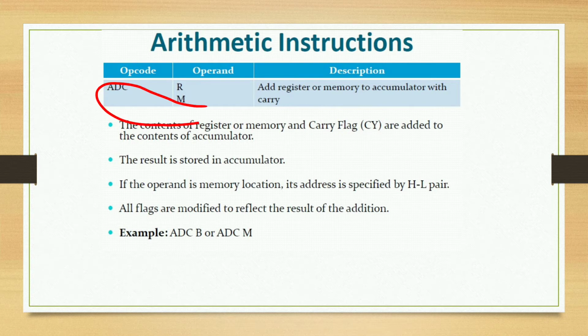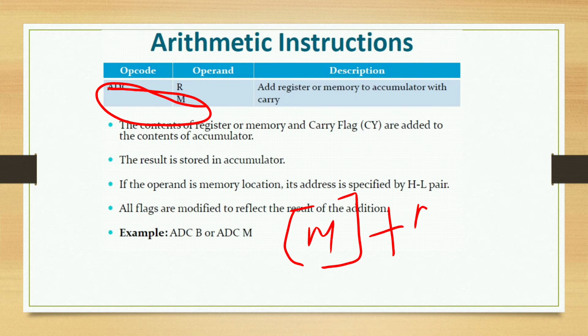ADC M instruction. This instruction depicts the addition of the content of memory location addressed by HL pair and the content of accumulator and carry status, and result is stored in accumulator. Content of memory addressed by HL pair is added with the content of accumulator and the carry status.